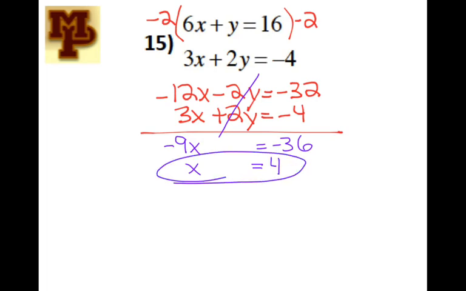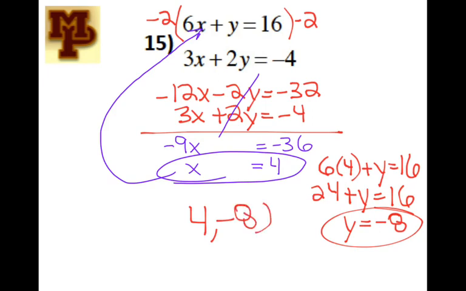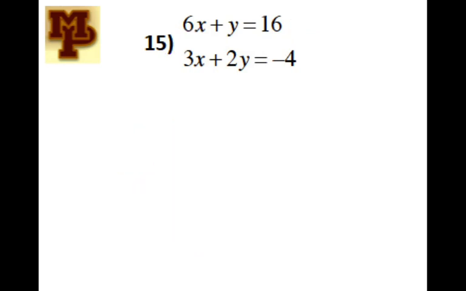If x equals 4, then we need to figure out a good spot to plug in the x so that we could get the y. So we're going to go 6 times x, which is 4, and then plus y equals 16. 24 plus y equals 16. So y equals, when we subtract 24, we're going to get negative 8. So we put the two together, we're going to have 4, negative 8. Yeah, 4, negative 8. I had to check myself for a second there. Okay, number 16.